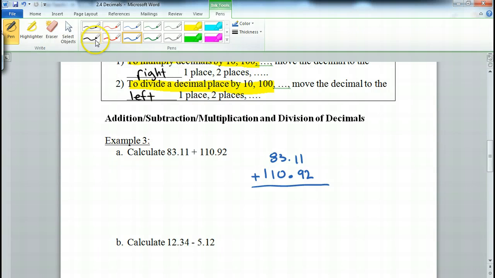I'll go 1 plus 2 here gives me a 3. 1 plus 9 gives me a 10, so I have to carry the 1 over here. So 1 plus 3 plus 0 gives me 4. And then again, I'll put my decimal down to line it up vertically. 8 plus 1 gives me a 9. And finally, the 1 just drops down below here.